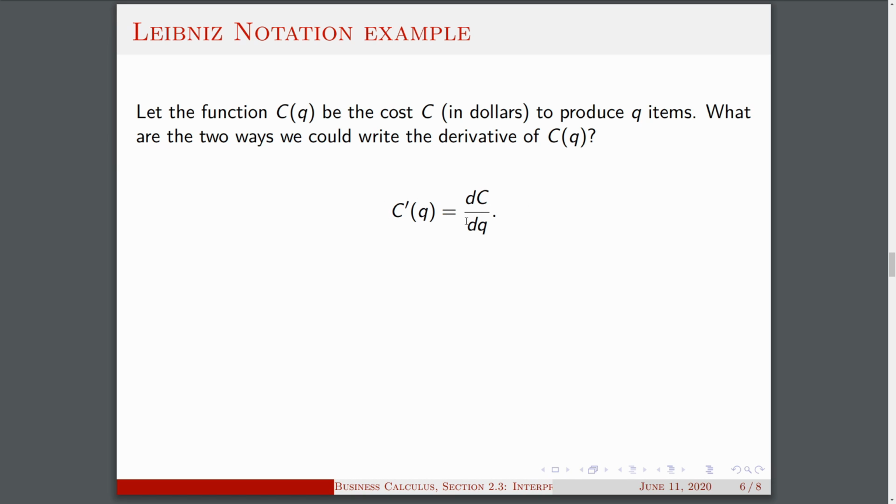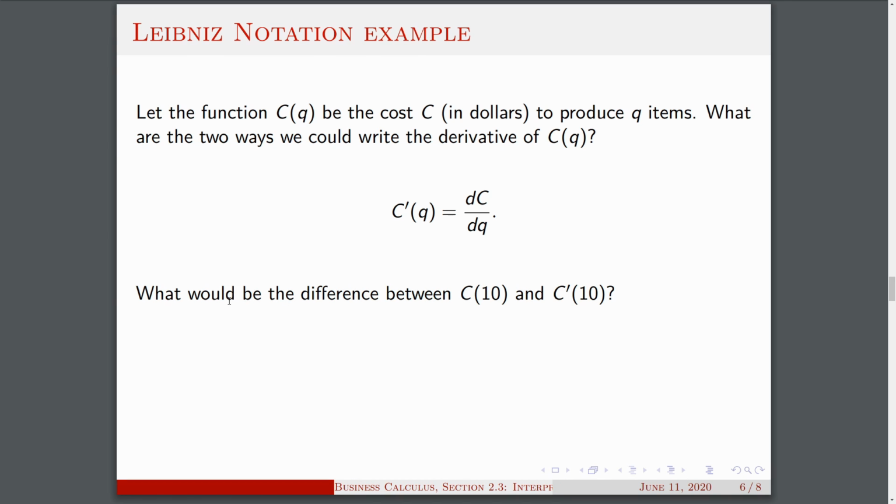All right, so you'll see that frequently come up. Now what would be the difference between, for example, C of 10 and C prime of 10? What do these both mean? What's the difference?